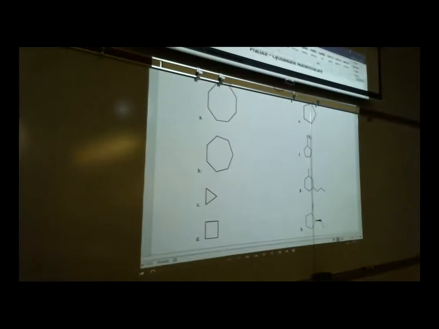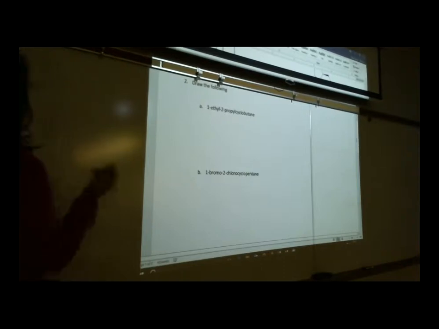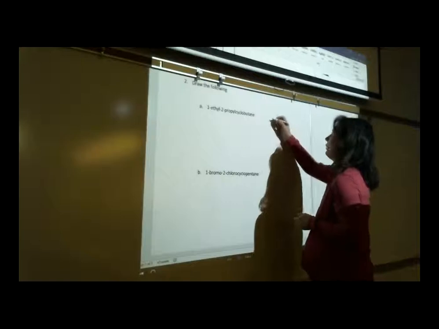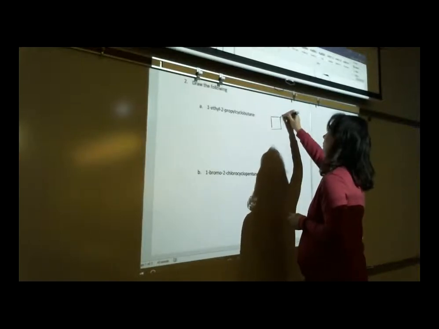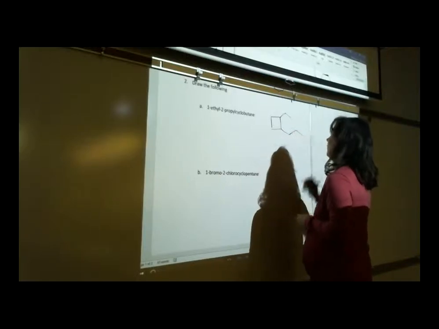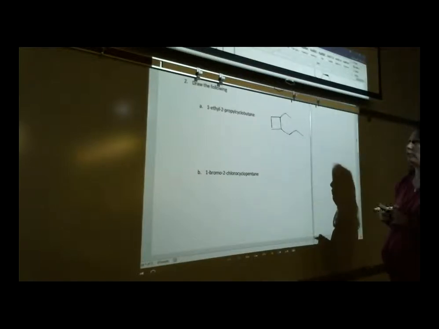Alrighty, number 2. We're gonna do some drawing. Let's see if this marker writes a little bit better. That one's in a little bit better shape. Okay, so we're drawing a cyclobutane, so that's a 4-membered ring. 1 ethyl, 2, 2 propyl, 1, 2, 3. We actually did that one in the slides, right? I gave it for you to do in the slide.